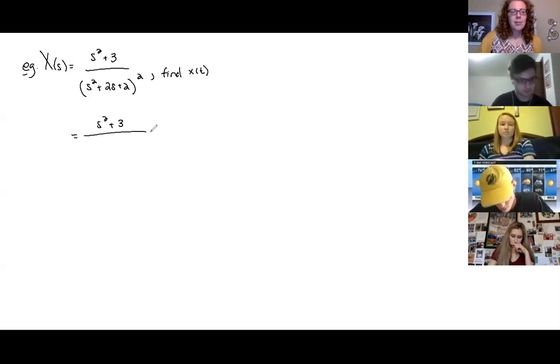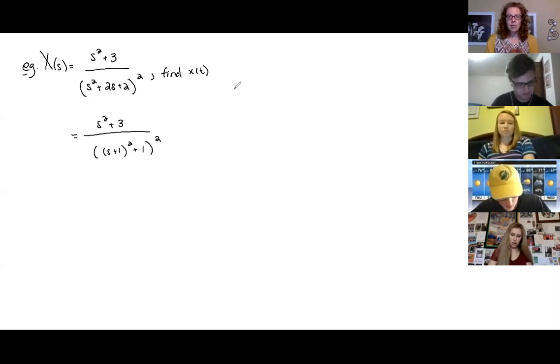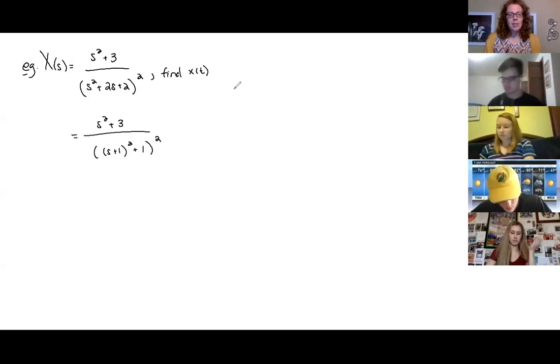So we've got S squared plus 3 quantity squared over S plus 1 quantity squared plus 1, and then all of that is squared. So we did the completing the square example already. That's what I'm going to end up with in the denominator: S plus 1 quantity squared plus 1, and then all of that is squared.